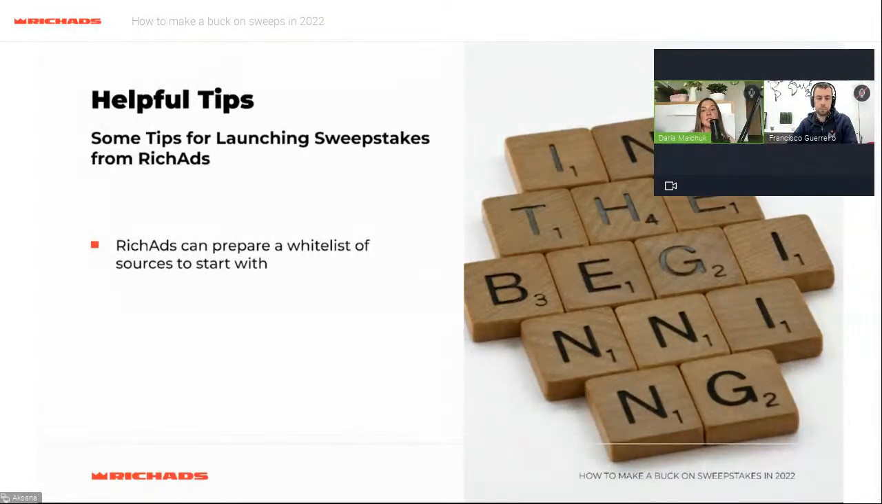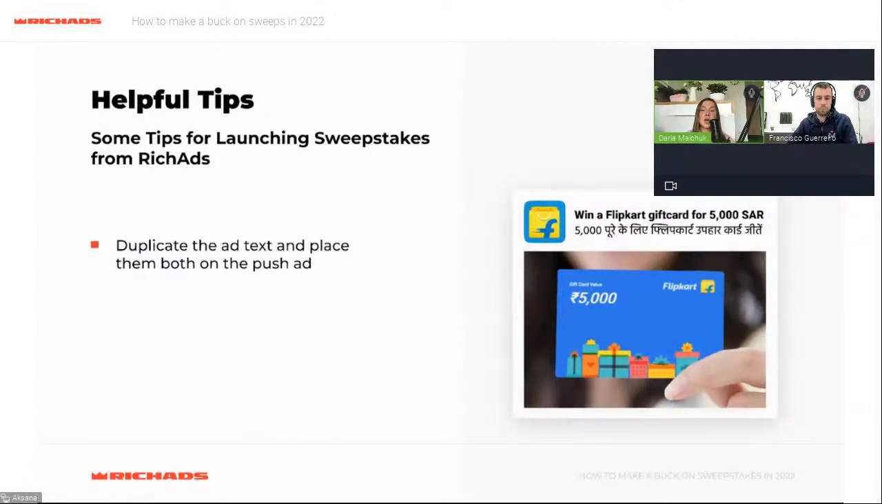If you launch a multi-language country like India, for example, you can use 2 languages at one creative. For example, there are 2 state languages in India, Hindi and English, so you can use them both. How it can look. You duplicate the ad text and place them on the push ad.